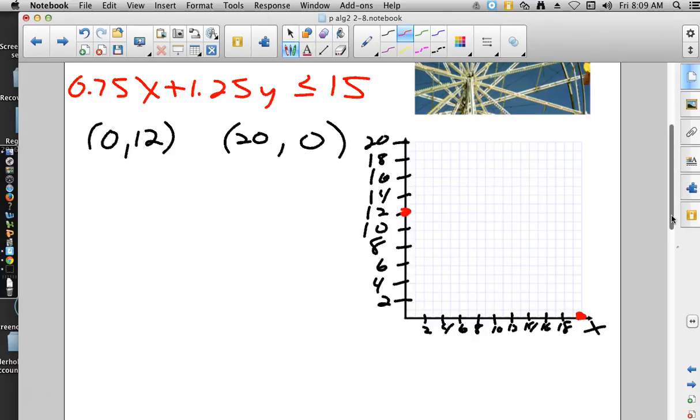Dashed or solid with this one? Solid. I'm actually going to cheat and use my straight line drawing here. Now these, it doesn't take so much thinking or even testing a point because it's a word problem. And you think for a second, if I only have 15 bucks, am I going to be able to do all of these rides out here? Of course not. That doesn't make any sense. I'm going to have to shade down here.